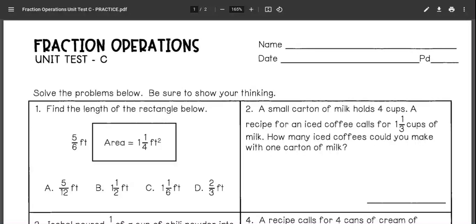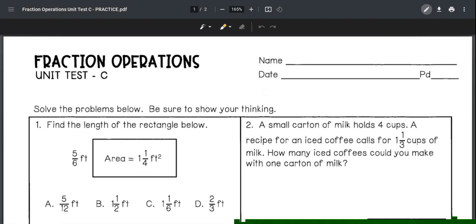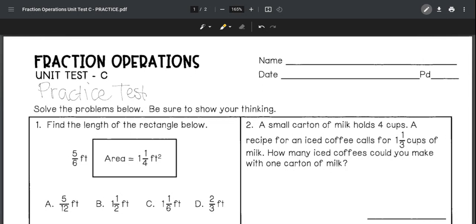All right, this is the Fraction Operations Unit Test C. We're using this version of the test as a practice test because it's very similar to what you're going to see on test day. So I'm going to go over the entire practice test step by step so you can see what you got right, what you did wrong, how to fix your mistakes.